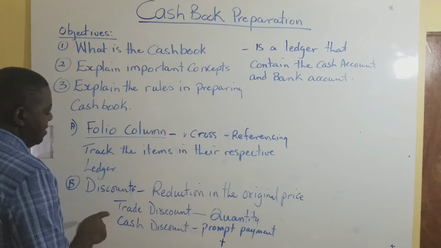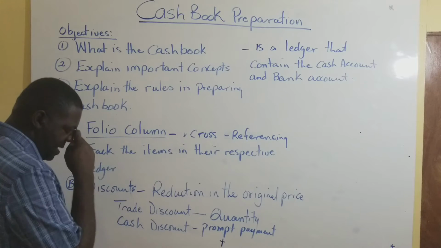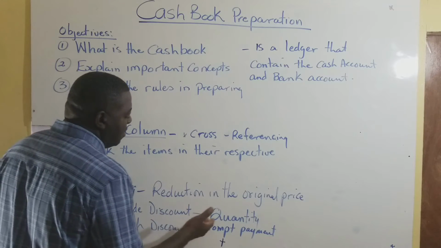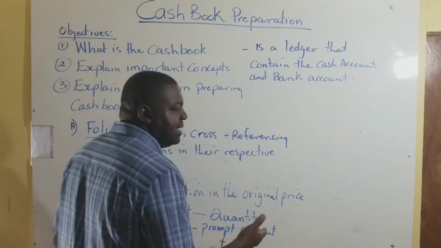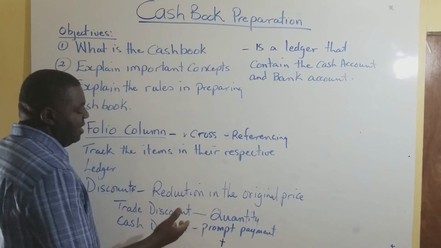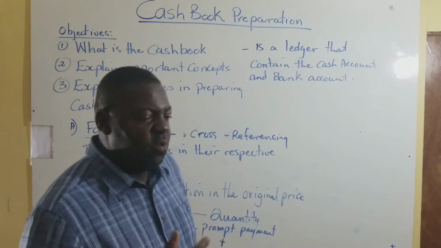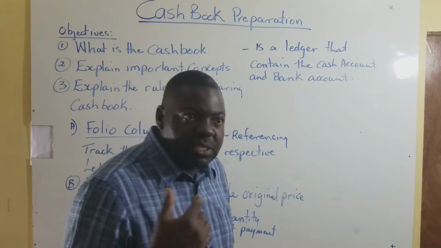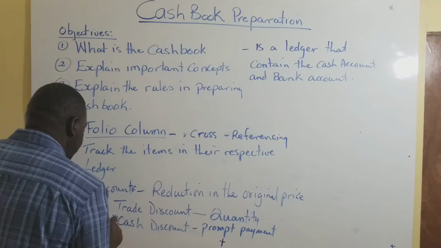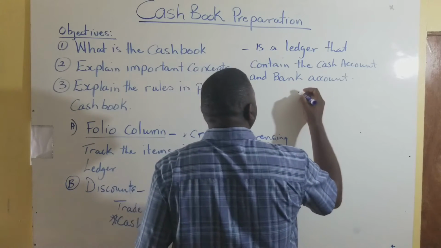So once again, discount has to do with a reduction in the original price. And we're saying there are two of them. You have what is called trade discount and cash discount. Now, trade discount is given based on the quantity that is being bought or sold. And cash discount is given based on the promptness of your payment, right? Whether you are paying quickly. Now, the discount that we will be paying attention to in the cash book, most of all, is cash discount. And cash discount comes in two forms as well.